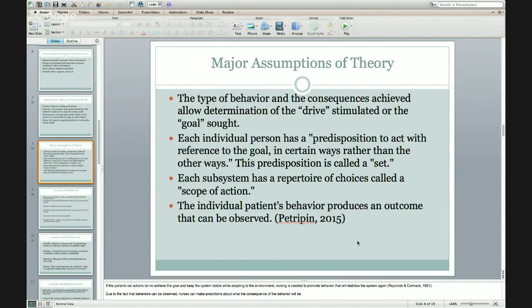So everybody has a unique way of adapting to or behaving in response to a drive. Each subsystem has a repertoire of choices called a scope of action. So that is, if we're in the ingestion system and we're talking about the goal of eliminating hunger, somebody might eat a large Thanksgiving dinner and somebody might eat a Cliff Bar. So that's the different range of behaviors, the scope of choices. So the individual's, the patient's, behavior produces an outcome that can be observed. So we are able to see what happens as a result of certain behaviors that a person exhibits.